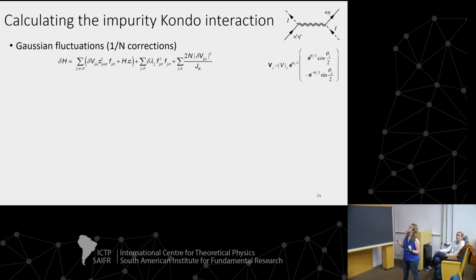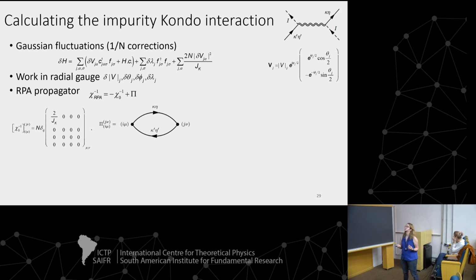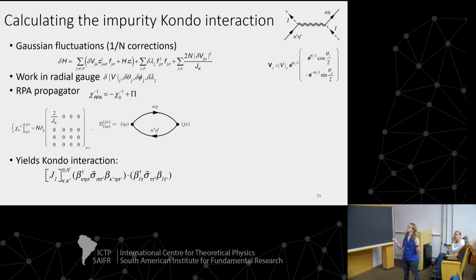And so we did this calculation in real space, looking at the corrections. These are the details to show for those of you who are somewhat familiar with this. You work in a radial gauge. You have fluctuations of the amplitude and the angles of the static spinor and the constraint that's enforcing the half filling. So we do this in RPA. And after a lot of computational effort, you end up with a Kondo interaction, which is essentially a big matrix here.